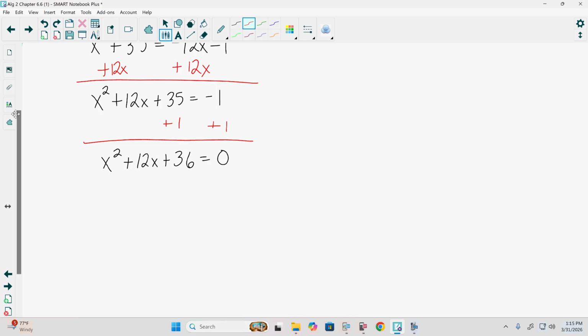And that gets us, once we move everything over, x squared plus 12x plus 36 is equal to 0. Now we need to solve this here. We can factor, we can graph, we can use completing the square, we can use the quadratic formula. Nice thing about the ACT, I'm going to keep saying it today: one of those 4 answers has to be true, yes?